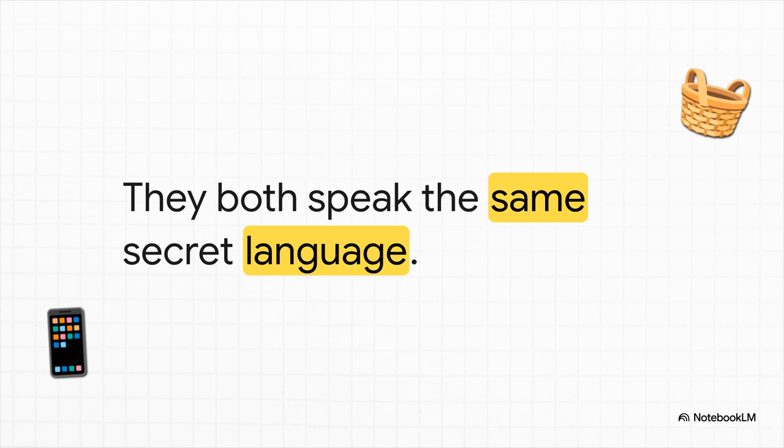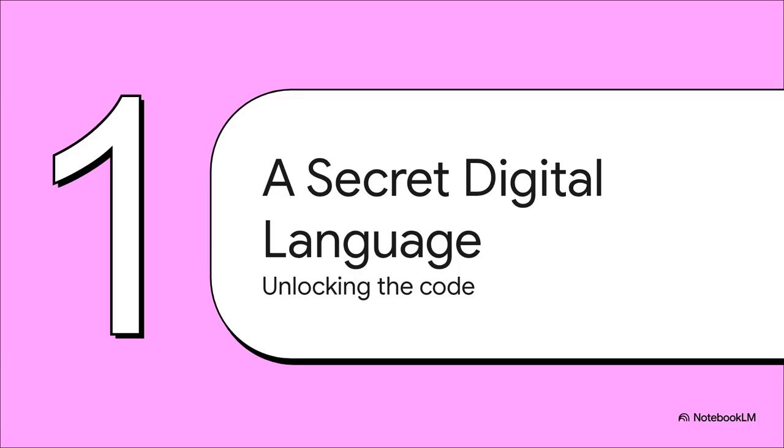It's a language that has no words, no alphabet as we know it, but it's powerful enough to do everything from sending a text message to running a spin cycle. So let's dive right in and start unlocking that secret digital language. Because once you get this, you start to understand how all of our devices really work under the hood.